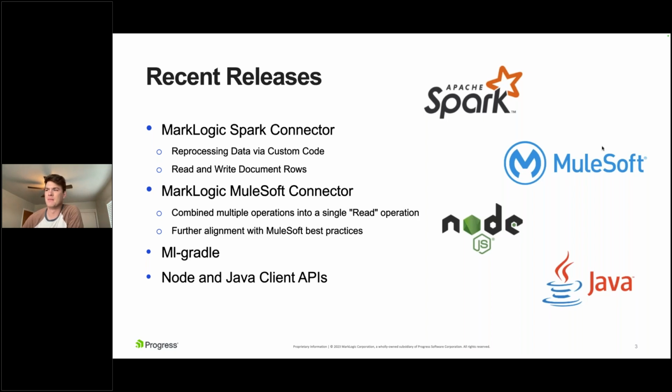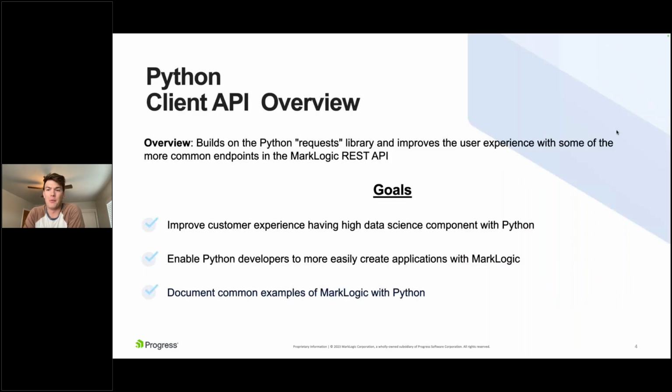So awesome. Well, now jumping into the meat of our conversation, the Python client API. What is it? What are we trying to accomplish with it? How is it beneficial to our users? We really had three core goals when we were working on this tool. We wanted to make it easier for customers that are working with Python and using data science, machine learning with their data. We wanted to make it easier for our Python developers that are working with MarkLogic to build their applications with MarkLogic. And we also want to provide strong documentation on how to use this connector and provide examples of how it can be done today with real-time scenarios.